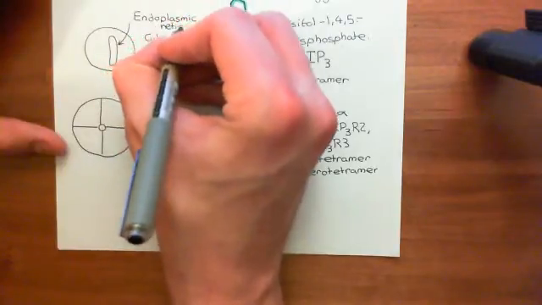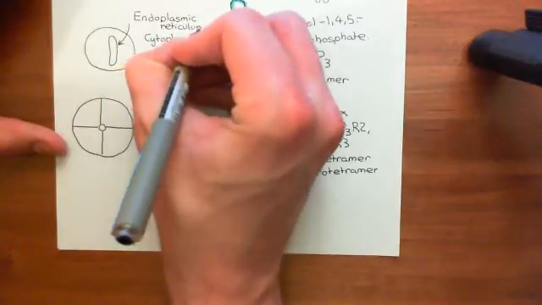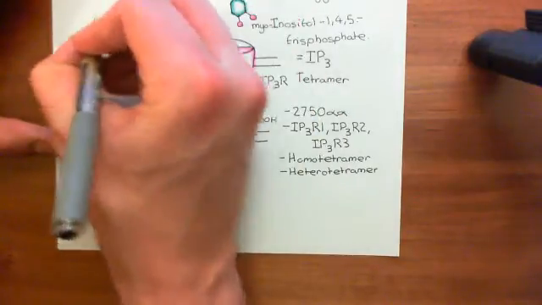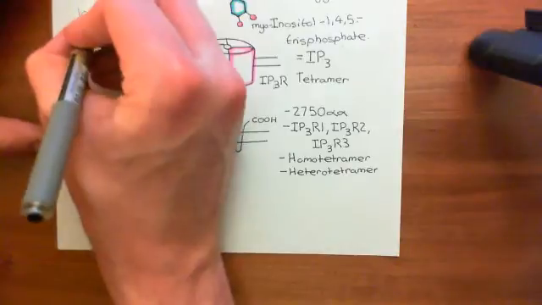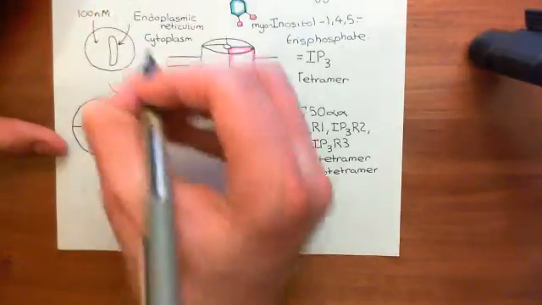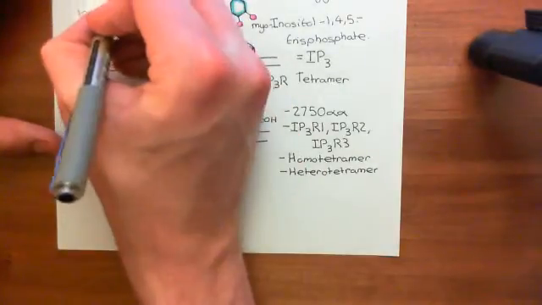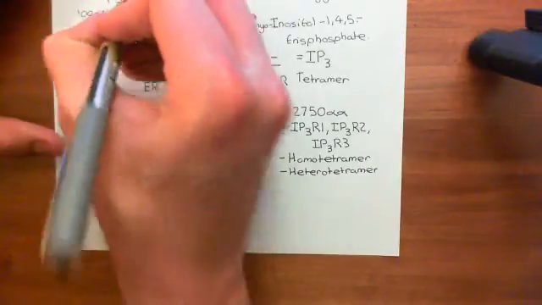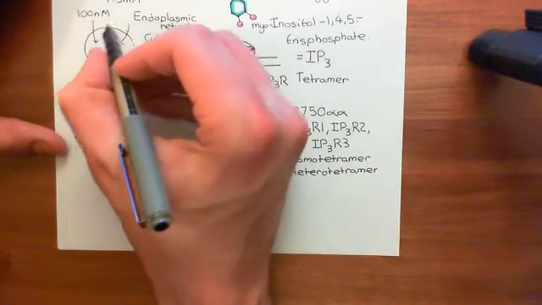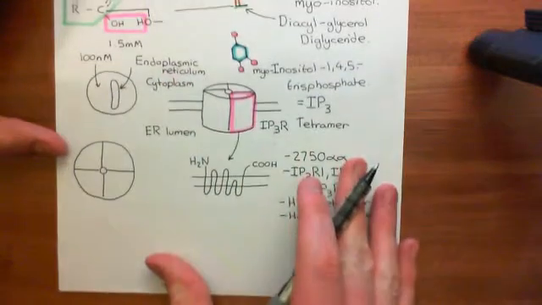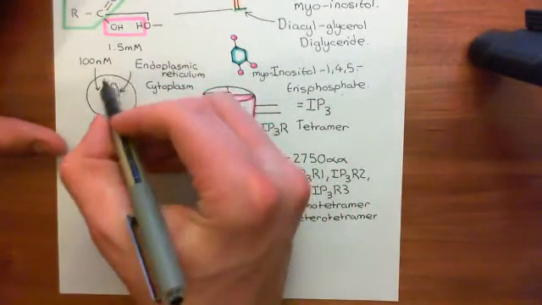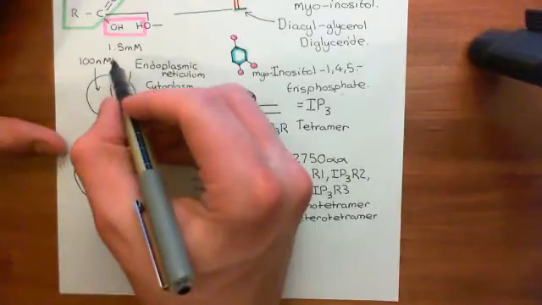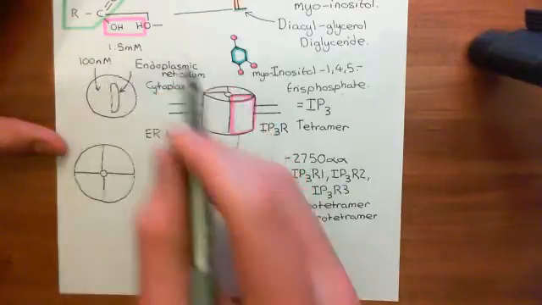Okay, so calcium ions are very low within the cytoplasm. The concentration of calcium intracellularly is around 100 nanomolar. Contrast that to the concentration extracellularly, which is around 1.5 millimolar. That's a 15,000-fold gradient across the cell membrane.